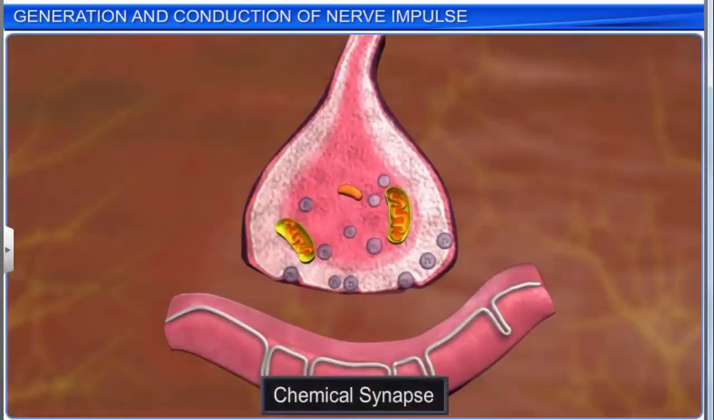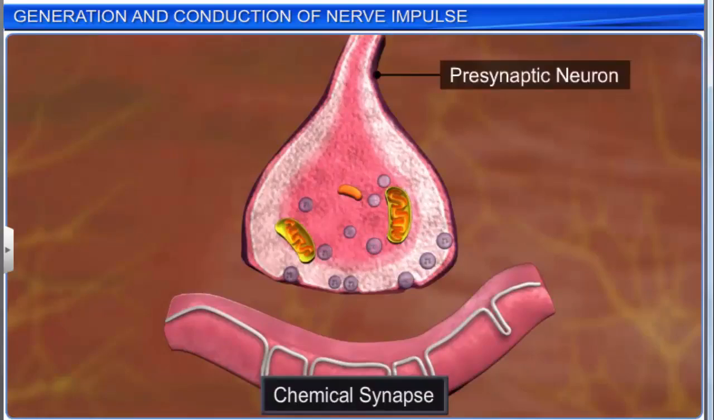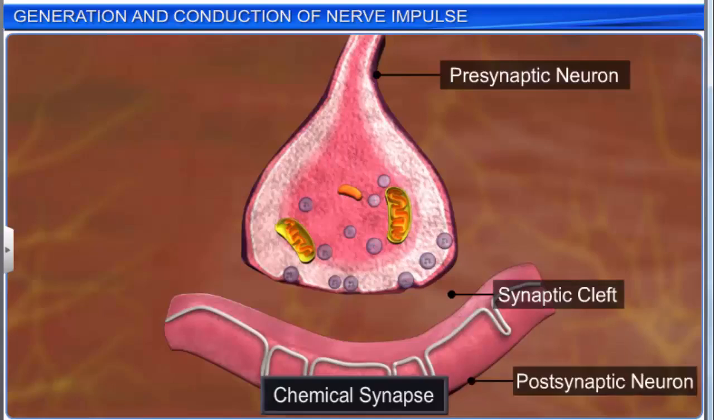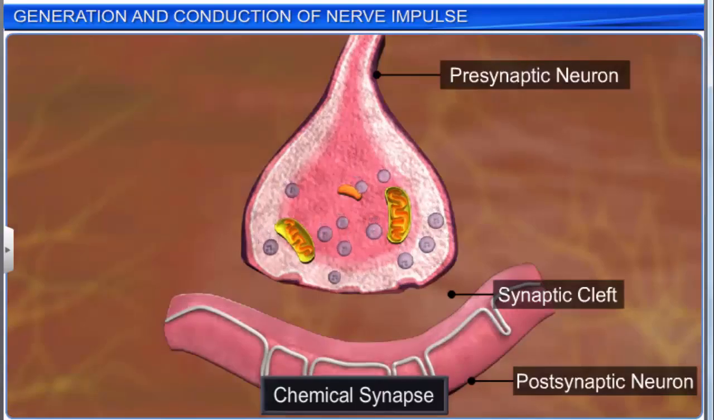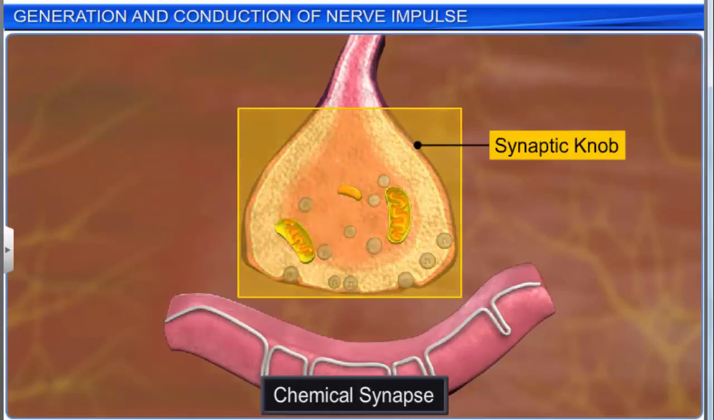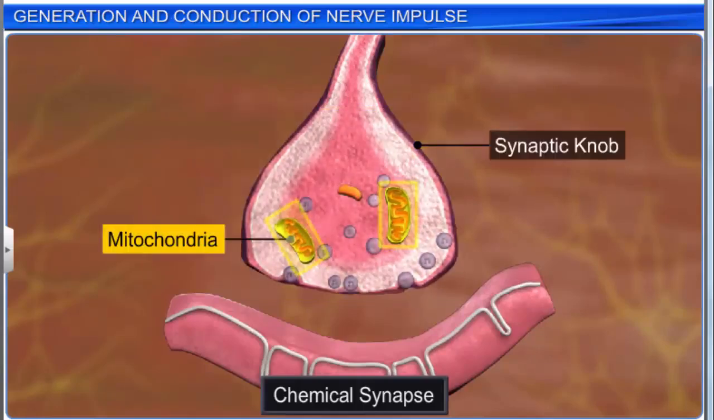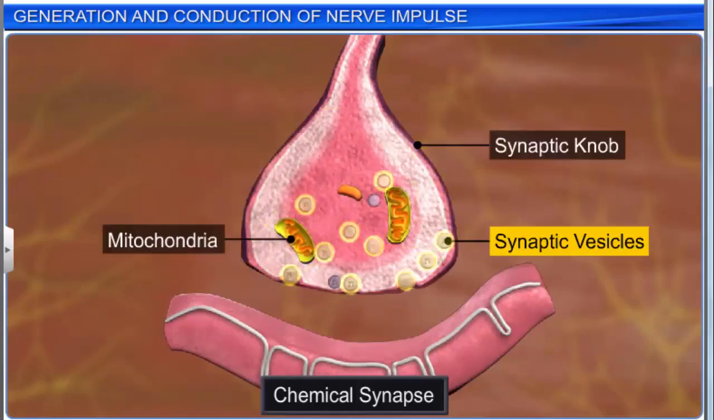Chemical synapses are common in the human system and consist of a presynaptic neuron, synaptic cleft, and a postsynaptic neuron. A presynaptic neuron ends with a synaptic knob. A synaptic knob has a large number of mitochondria and many synaptic vesicles.